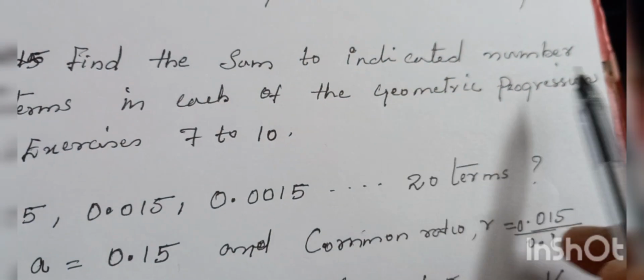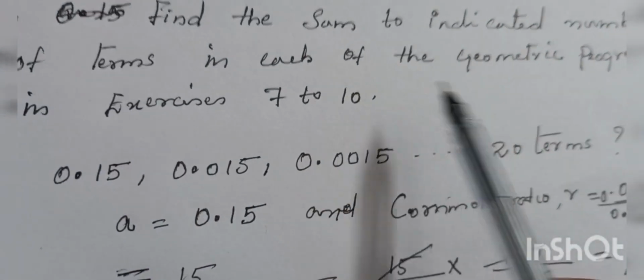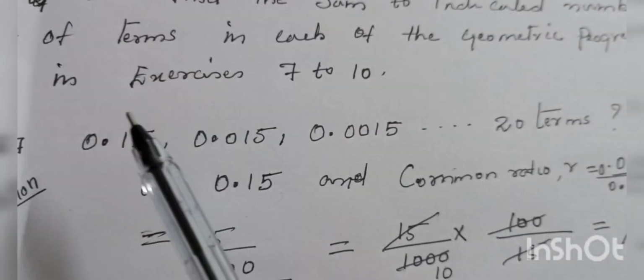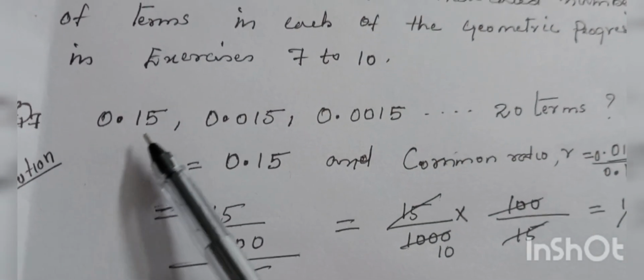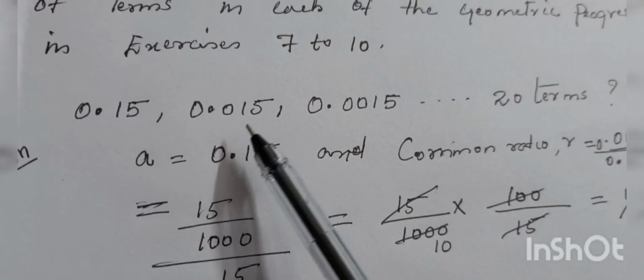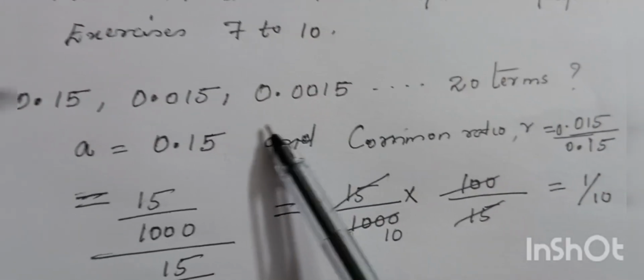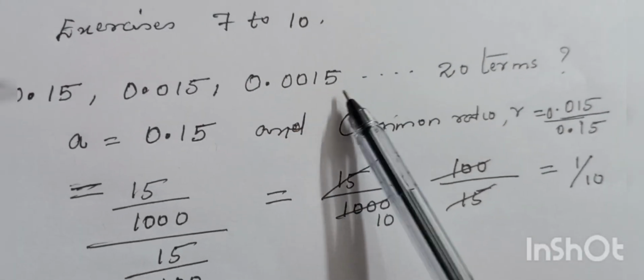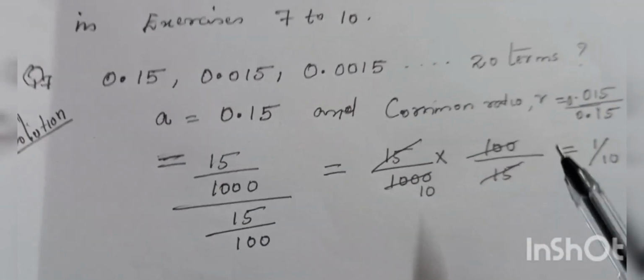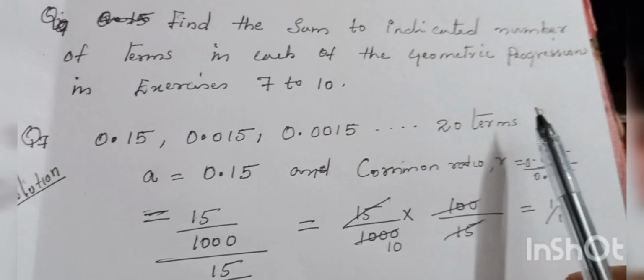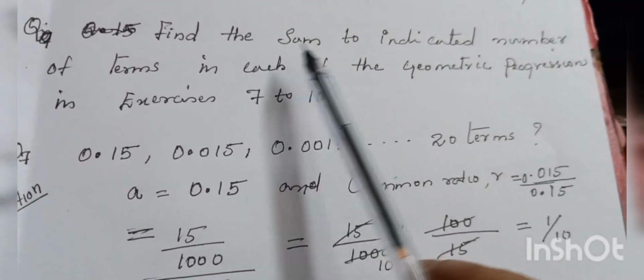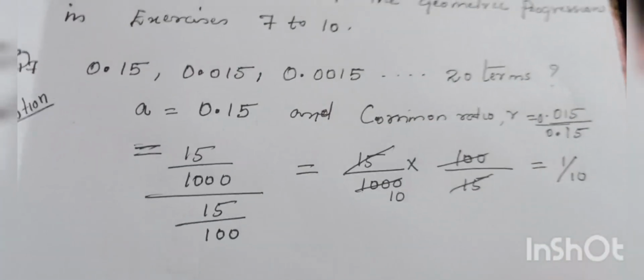Find the sum to indicated number of terms in each of the geometric progression in exercise 7 to 10. Question number 7. 0.15, 0.015, 0.0015, etc. 20 terms. This is the question. We have to find the sum.